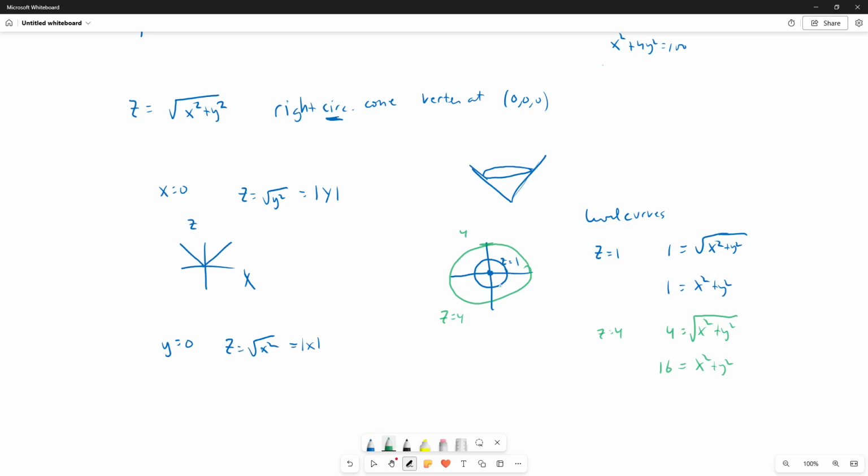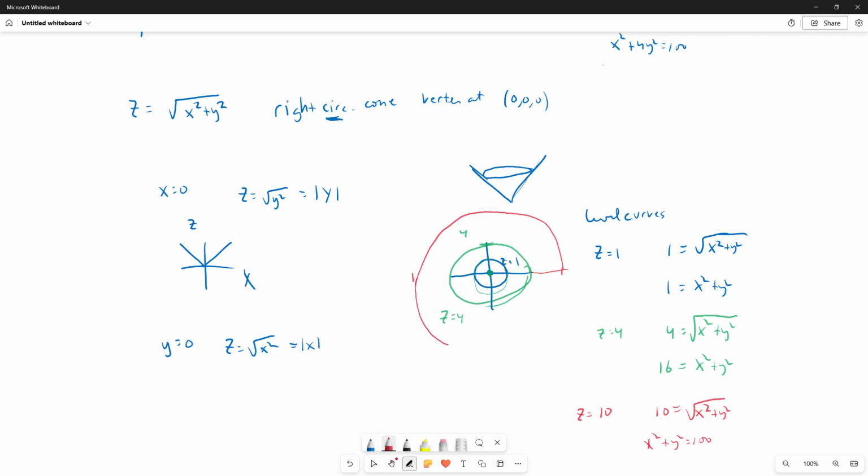So we're looking at a top-down view of the cone. At the center point here, the cone is at the height 0. On this circle, the cone is at the height 1, and on this circle, the cone is at the height 4. And we'll just take one more. If we make z equal 10, then we get 10 equals the square root of x squared plus y squared, which is x squared plus y squared equals 100, a circle of radius 10. So a bigger circle, radius 10.